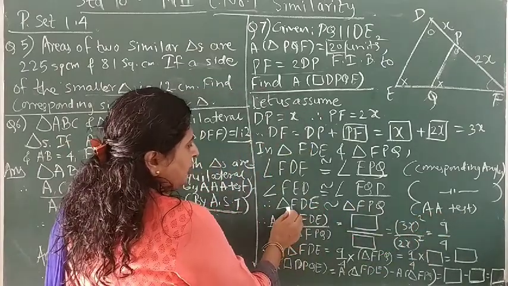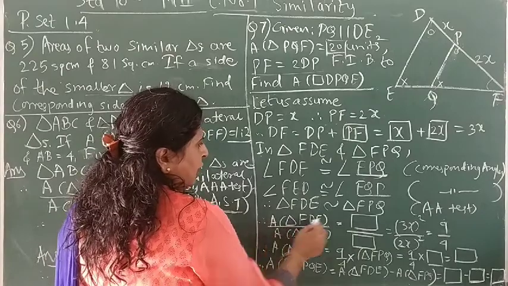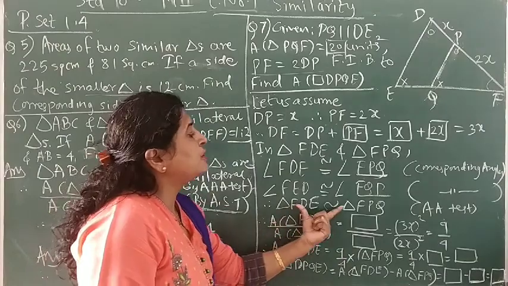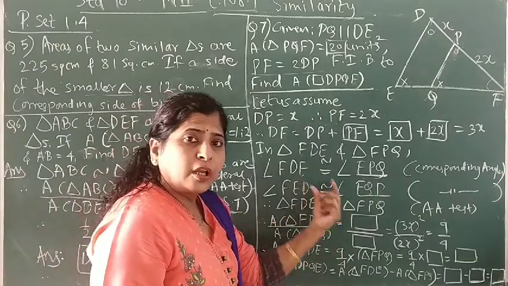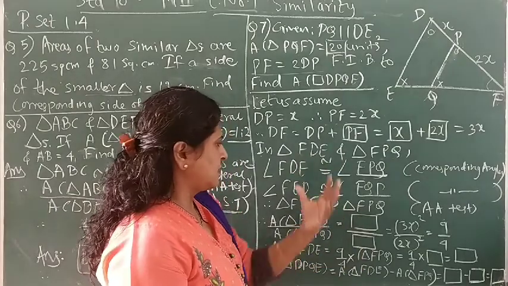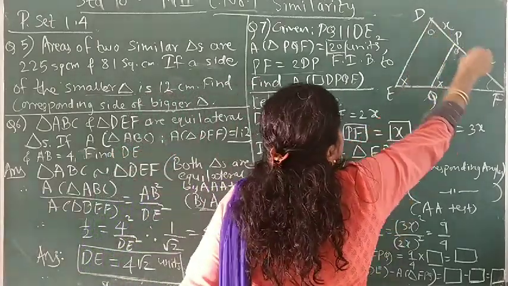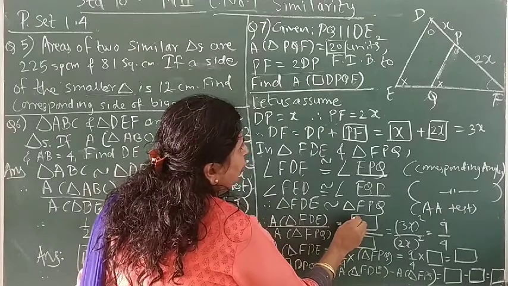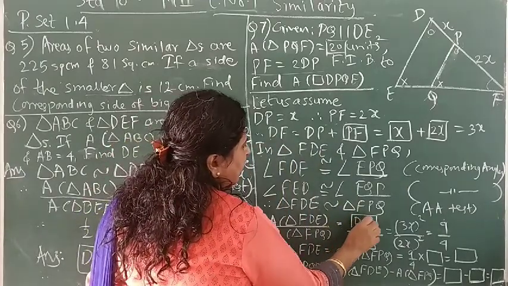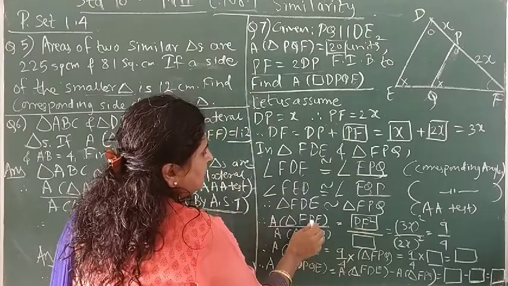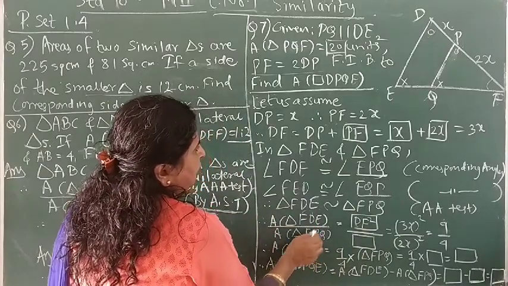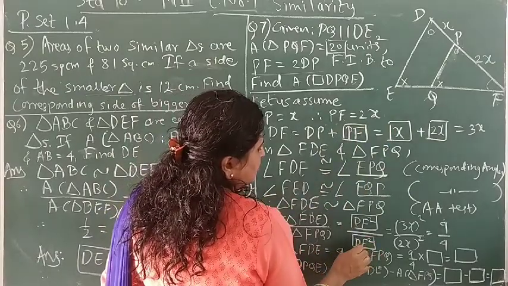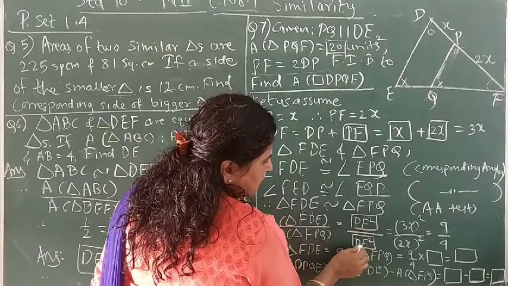This is given. Now therefore area of triangle FDE upon area of triangle FQP, it is equal to what? Now this is the ratio of areas of two similar triangles. It will be equal to the ratio of squares of corresponding sides. So which corresponding side do we know? What is the corresponding side of this triangle FDE? We know it is DF. Okay, DF square upon, it should be PF. Yes, it is PF. DF and PF, the whole square. So here it is DF square and it is PF square.